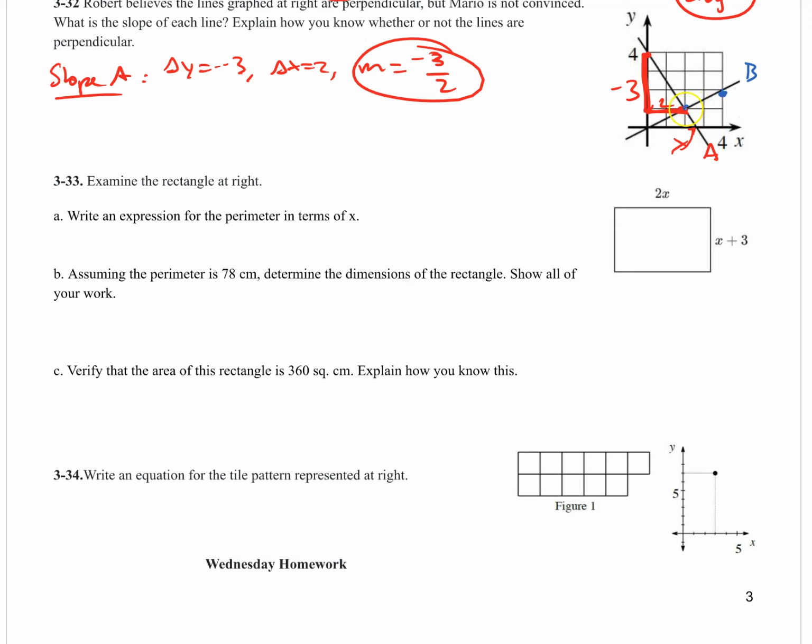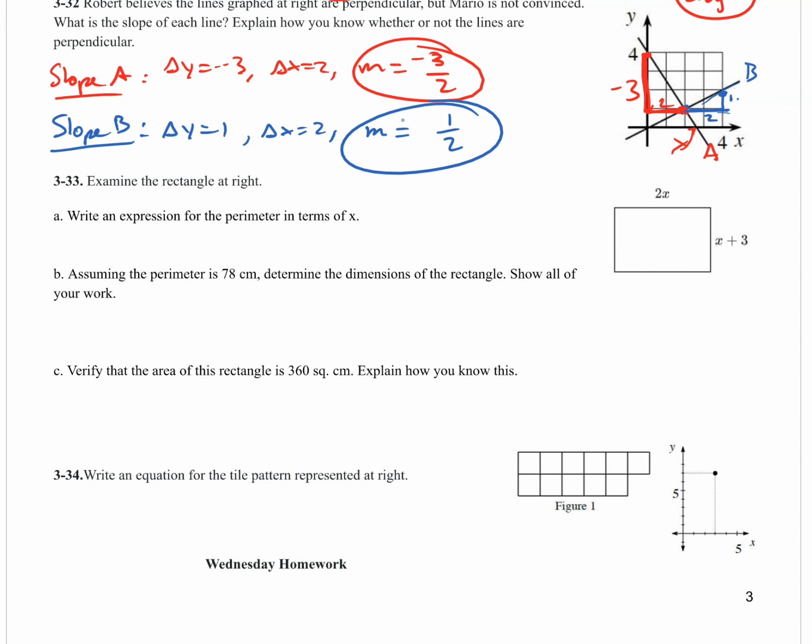Now let's check B. B goes through this point, it also goes through that point. So draw a slope triangle, has a rise of 1 and a run of 2. This one's positive, it's going uphill. So the slope of B, we've got our delta y of 1 and our delta x of 2. So the slope is m equals 1 over 2.